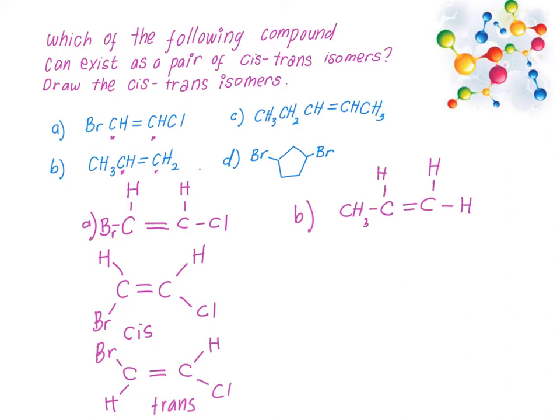So this means for the second structure, it cannot form cis trans isomer. Okay, so we move on to structure C.